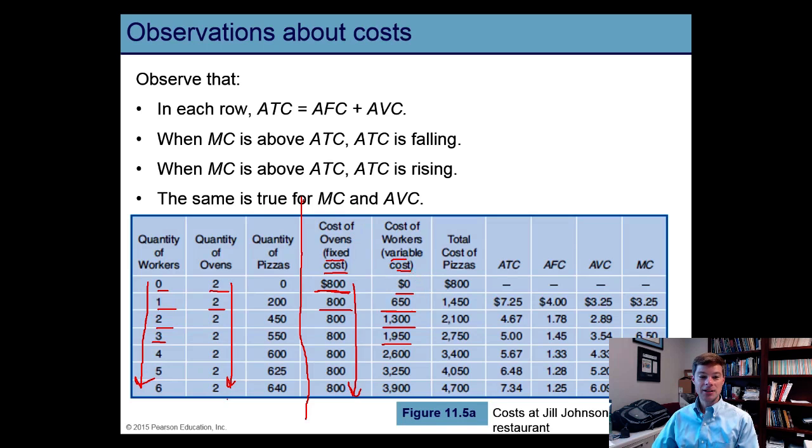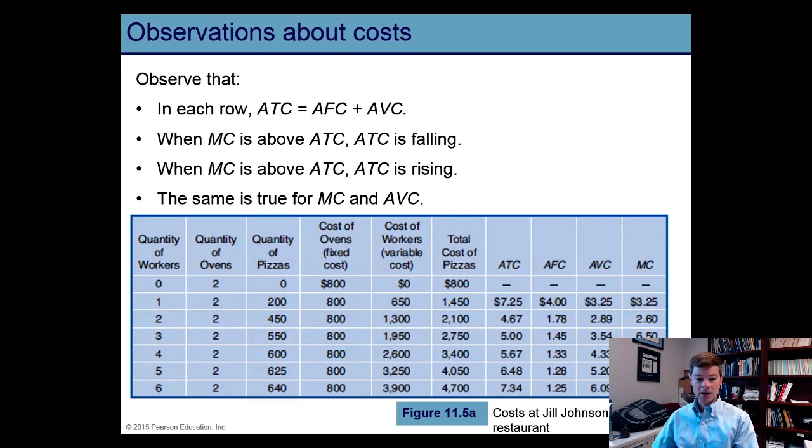Then, if you add together fixed costs and variable costs, you'll get total costs. These are averages, and the same thing is true for totals. If you add together the fixed costs and the total variable costs, then what you'll get is the total cost of production, the total cost of the pizzas. So for example, 800 plus 0 is 800. 800 plus 650 is 1450. 800 plus 1300 is 2100. So we're adding together fixed costs and variable costs to get total costs.